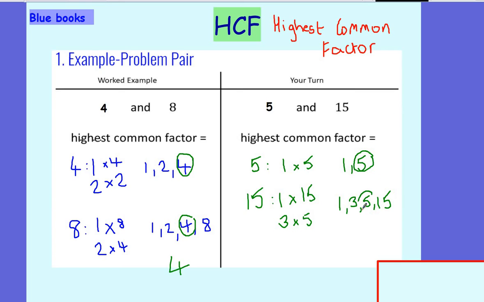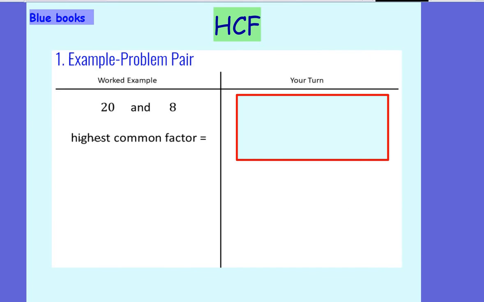Can you make sure you've got this copied down onto a neat piece of paper or on your dark blue book if you have it? Okay, let's go through another example. I've got 20 and 8 and I need to find the highest common factor of both of these.